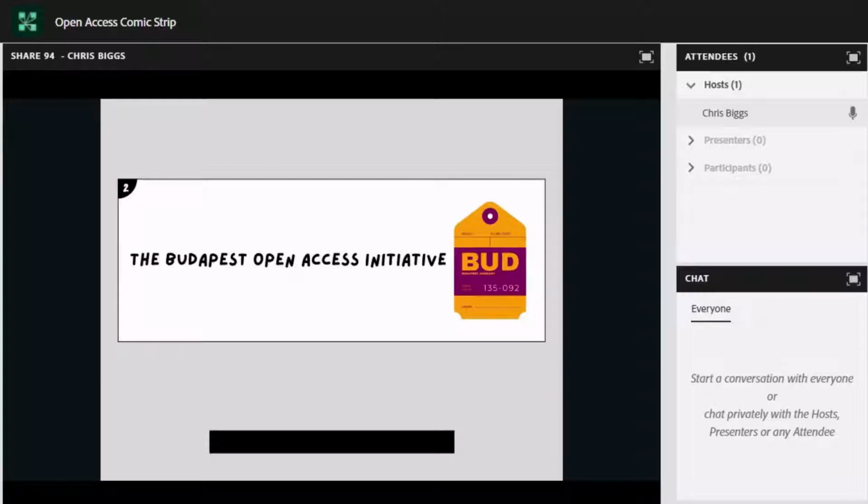In 2001, the Budapest Open Access Initiative took place. It's important because it established some context, some definitions, and some roots of open access. Arguably, it shaped the growth of open access publishing for the next 20 years.